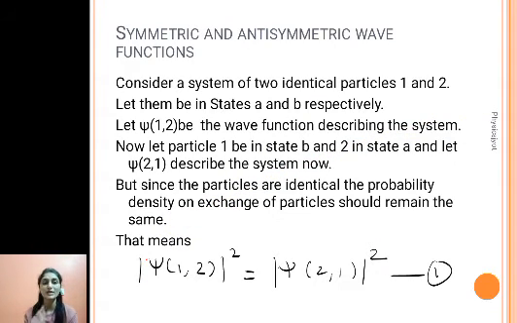So, suppose we consider a system of two identical particles, particle 1 and particle 2, and let these two particles be in two different states. Suppose particle 1 is in state A and particle 2 is in state B, and we will use a wave function psi of 1 comma 2 to describe this system. Now let us consider another system. Suppose now particle 1 is in state B and particle 2 is in state A. Then we can describe that system by a wave function psi of 2 comma 1.